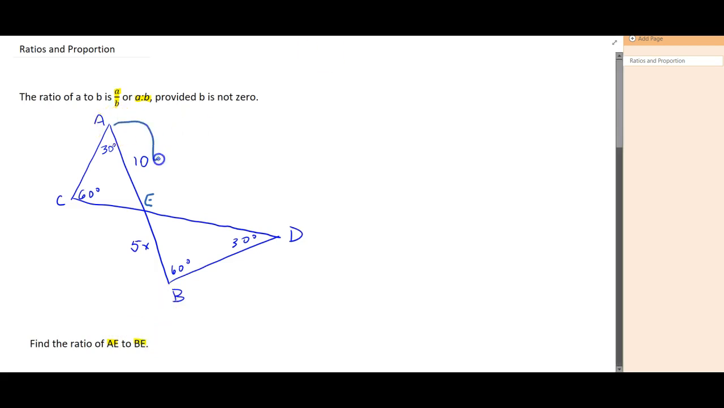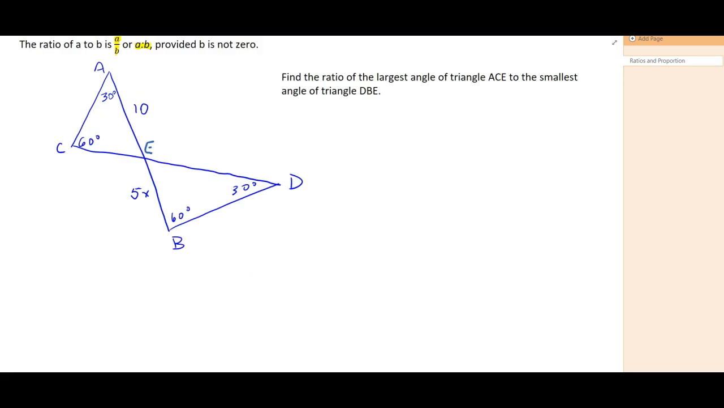Alright, so here's AE and here's BE. And so the ratio of AE to BE is going to be 10 to 5x, and when you're doing ratios you always want to reduce, so I can take a 5 out and I'm going to get 2 over x, so that would be my final answer. Okay, let's use the same picture.